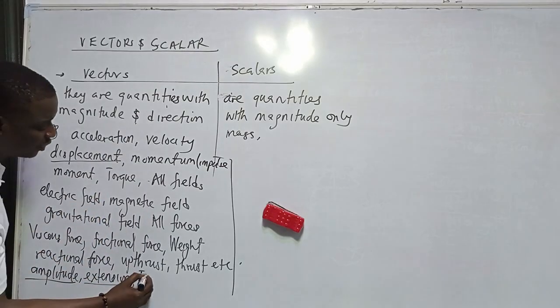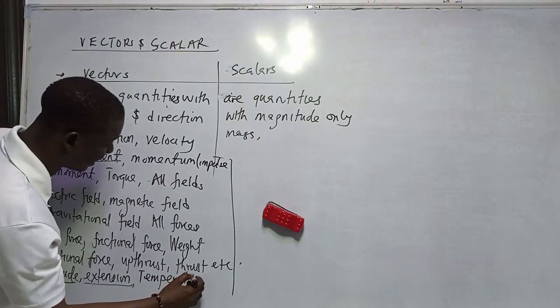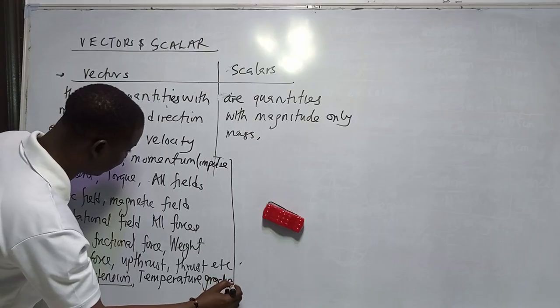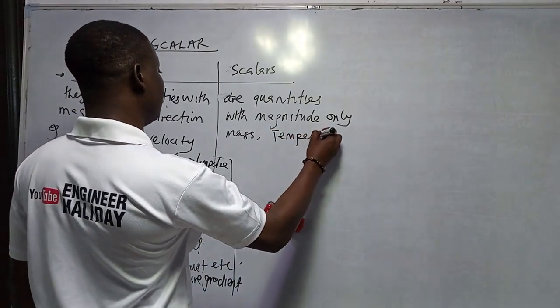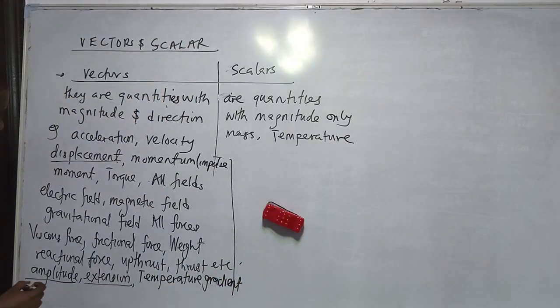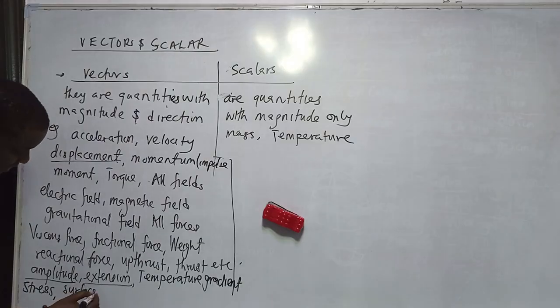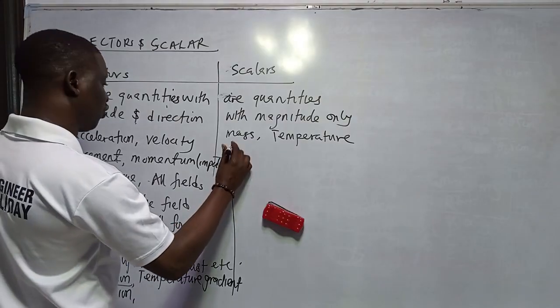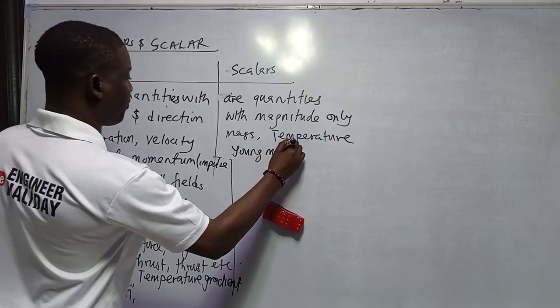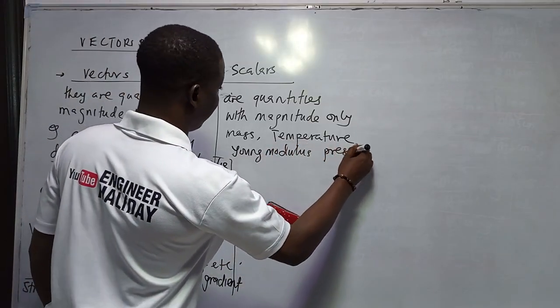Then you can also put temperature gradient. That is a confusing part. Temperature gradient is a vector. Now, for this level, I can say stress is a vector for now, but normally it's not totally a vector. But let's take it for examination purpose. Surface tension, and so forth and so on. Young modulus, and pressure is a scalar.